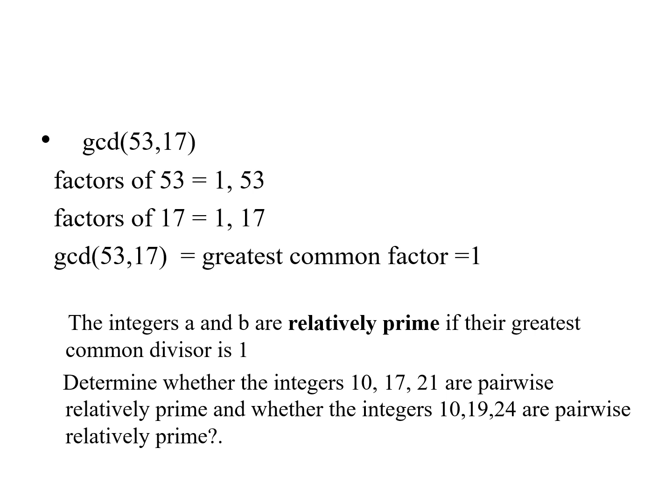So if we are taking 10, 17 as the first pair, you can see that their GCD is 1. Then take 17 and 21 as another pair. There also GCD is 1. Then pair 10 and 21. For 10 and 21, GCD is 1. So we can say that 10, 17 and 21 are pairwise relatively prime. The same way you have to check whether 10, 19, 24 are pairwise relatively prime. You can try it on your own.